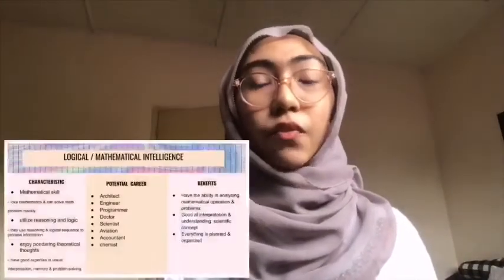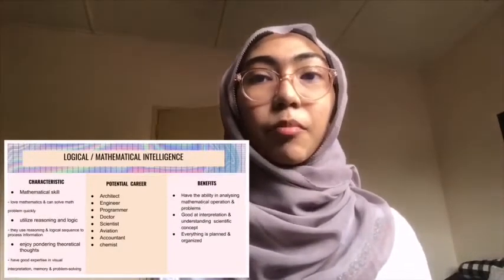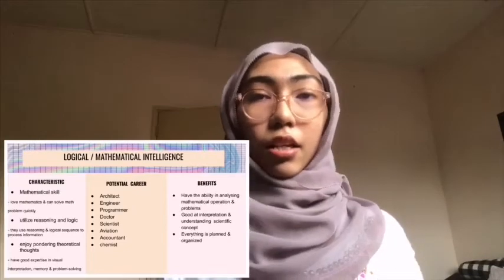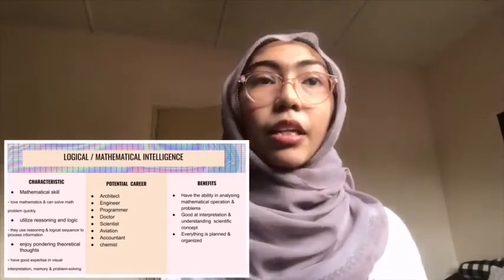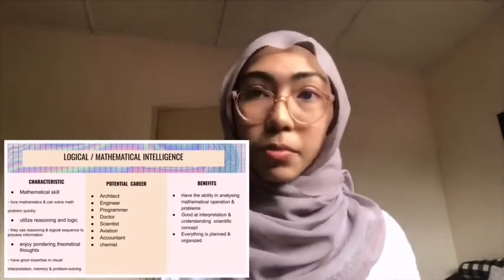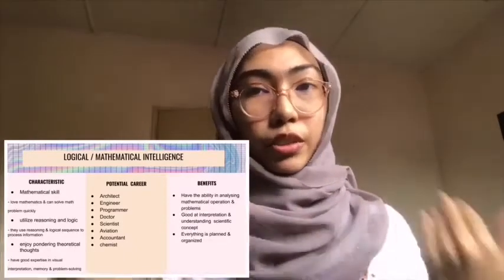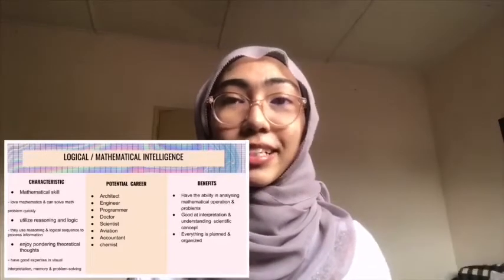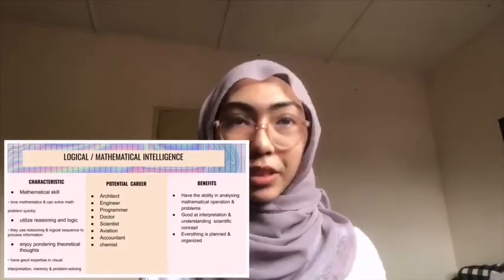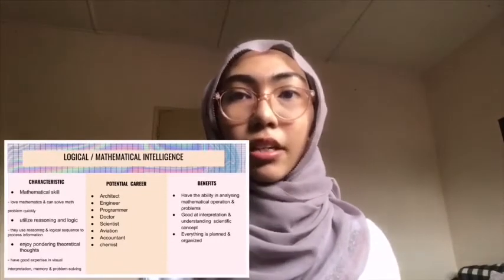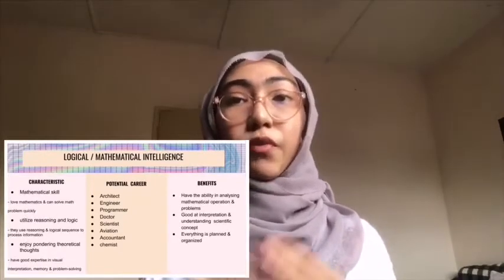We continue to the characteristics of the person that has mathematical and logical intelligence. The first one is they have mathematical skills, which means this type of person loves doing mathematical problems. They can also solve them very quickly, and they constantly think about the problems and evaluate the problem step by step, and they arrive at a solution. The next one is they utilize reasoning and logic. People with this logical style of learning reason and use logic to process any information that they get.